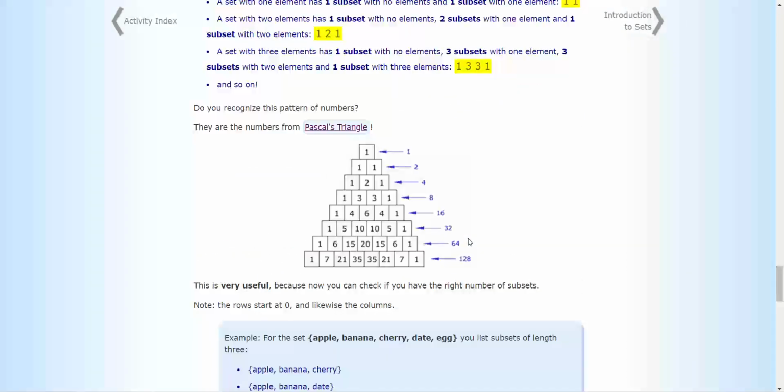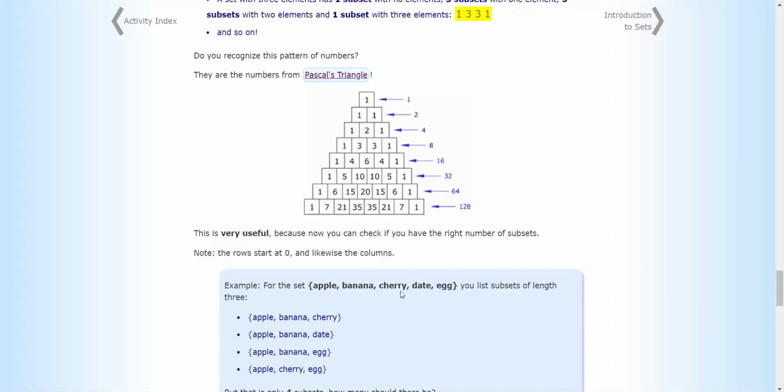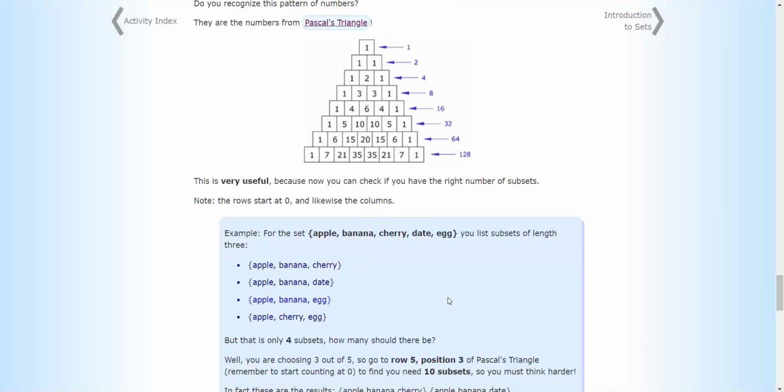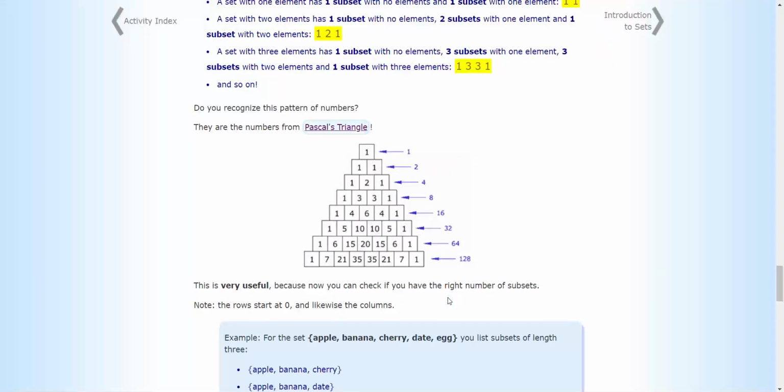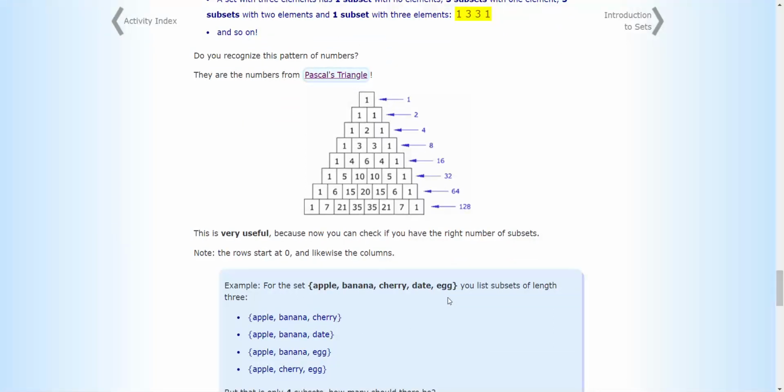So what we could do is use Pascal's triangle to verify that our work is legit, or that we're walking down the right path. Say we're given a set of 5 elements: apple, banana, cherry, date, and egg. Using Pascal's triangle, we can know how many subsets we are going to write. Using the formula straight off, it's 2 to the power of 5, and then we get the number of subsets. Or the second approach, we could simply go with Pascal's triangle.